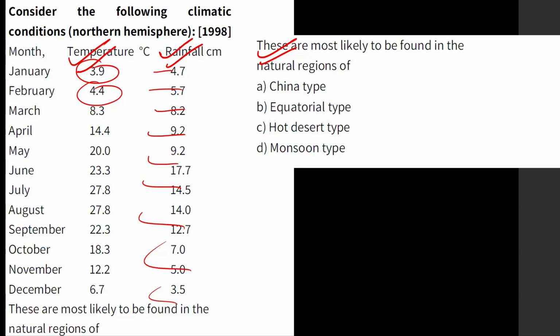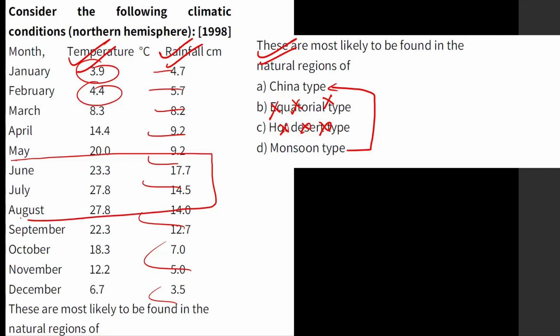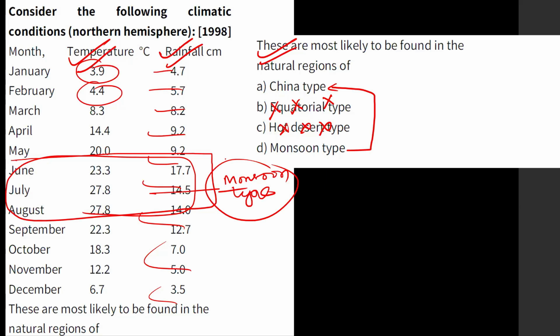Someone is saying equatorial. Sorry, it is not equatorial. It is not desert also. So either it will be monsoon type or it will be the China type. But if you see here, most of the rainfall is happening in June, July, August. What is the answer? Monsoon type. Is this clear, guys?